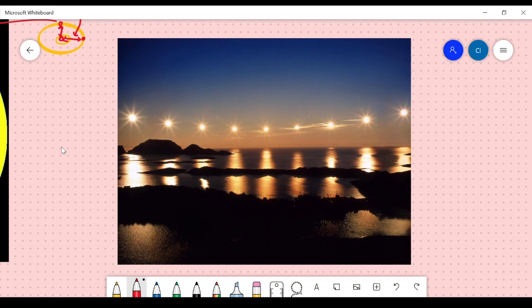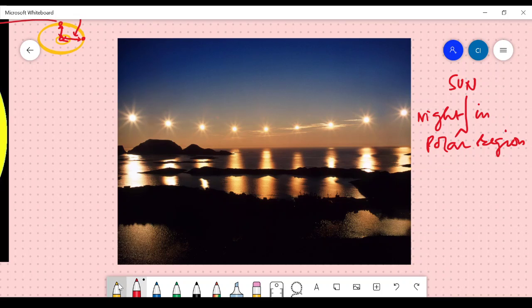This picture represents the night sun in the polar regions. Polar regions means North Pole. The earth is so tilted that the sun keeps circling like this, crossing like this. In our area, like in India, the sun goes down and down, and then you get complete darkness. But here the earth is so tilted that the sun does not set, it rises back again like this. So there is no sunset.